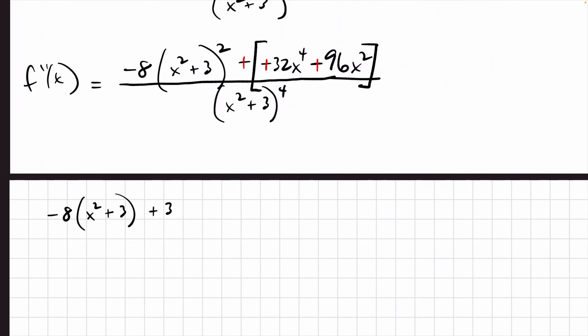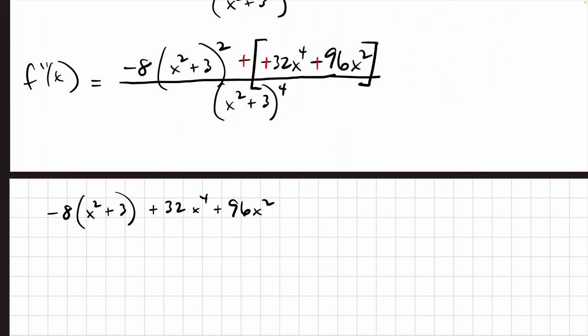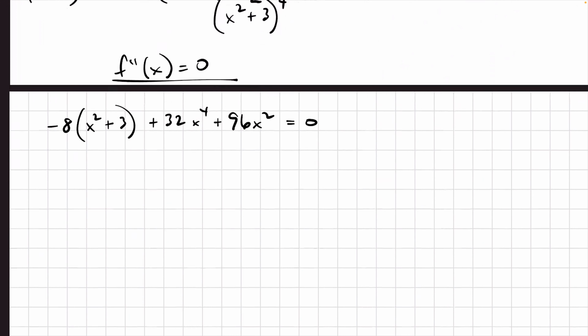So this is plus 32x^4 plus 96x squared equals 0. How are you going to get these to cancel out? Okay, squared. Oh, squared, yep. Forgot about the squared again. So first thing I have to do is actually get rid of that squared so I can distribute the negative 8. It's really (x squared plus 3) times (x squared plus 3).